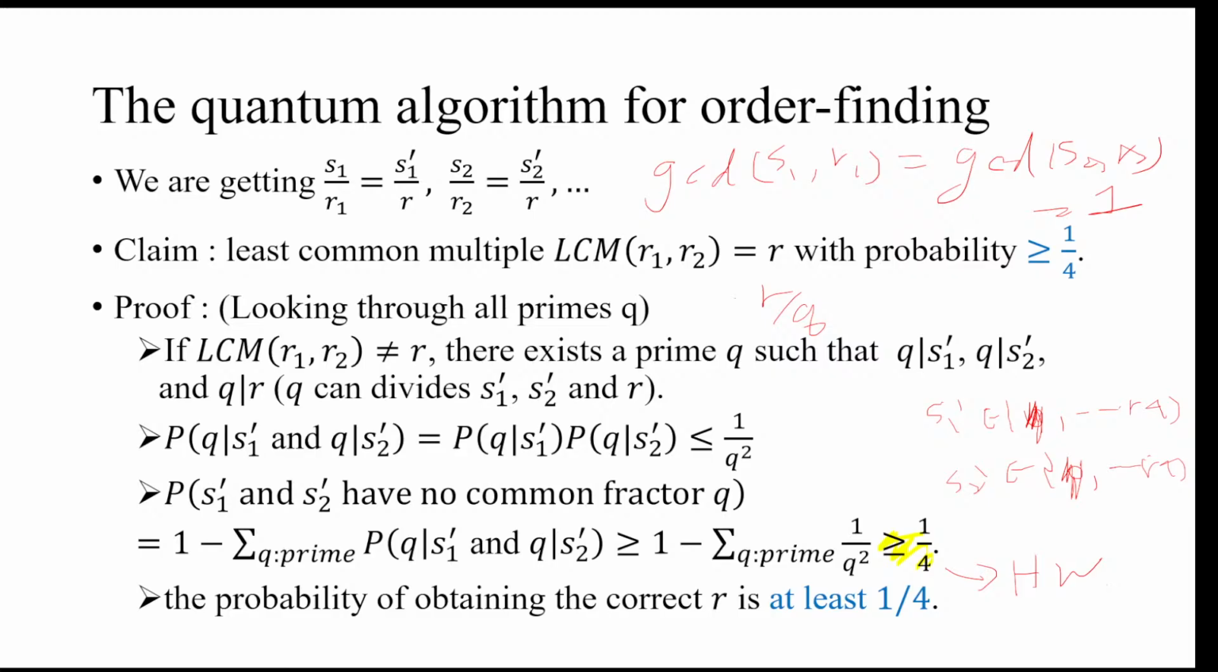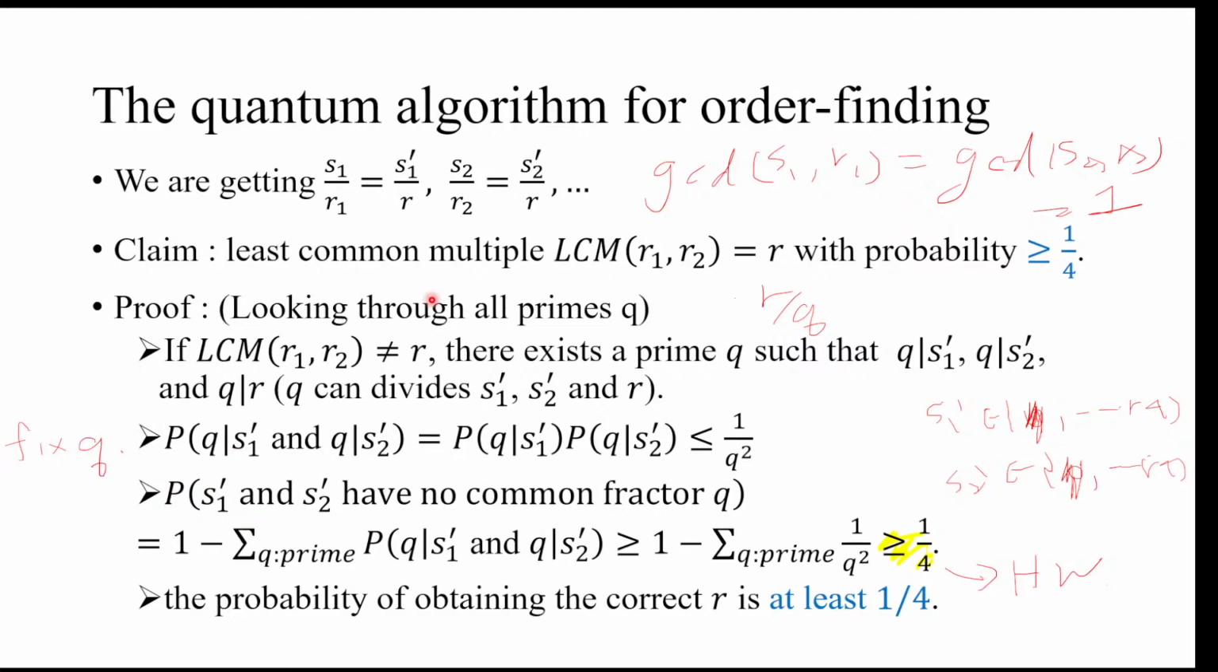So this one is for this thing we are fixing a Q. So if we fix a Q, we want to see what's the probability that it satisfies both of those. So we want Q that will divide S1 prime and divide S2 prime. Okay, and here Q is something fixed, and the randomness is over S1 prime and S2 prime.